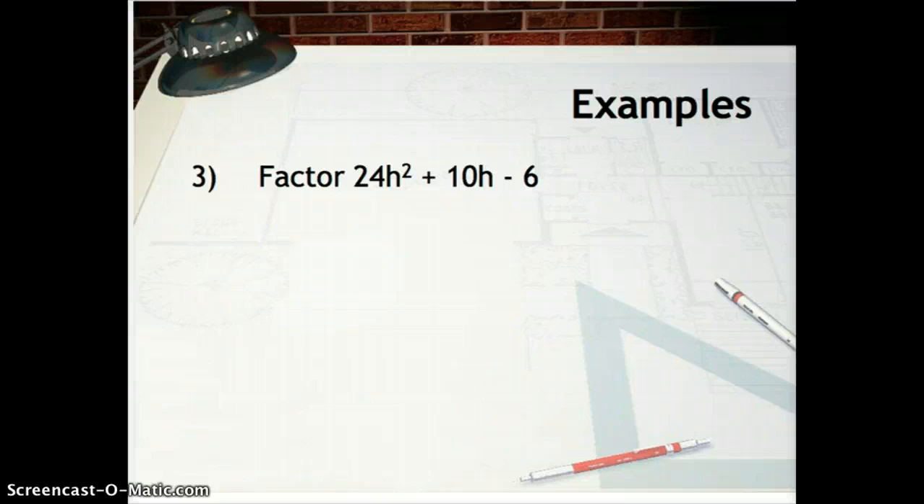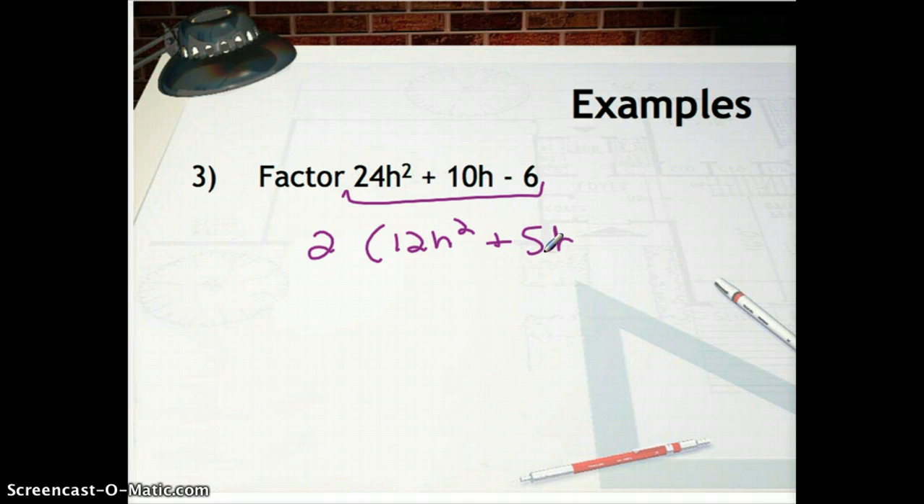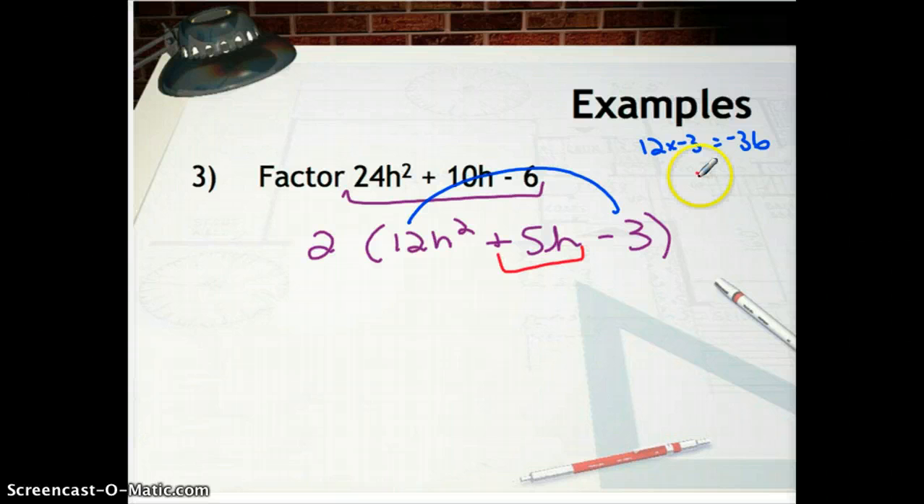Okay, so right here we're going to factor 24h squared plus 10h minus 6. This does have a GCF. 2 goes into all of that. So I have 2 times 12h squared plus 5h minus 3. So what I'm looking for here is a product AC. So I'm going to multiply 12 times negative 3. There I get negative 36. And what I'm trying to do is find two numbers that multiply to give me negative 36, and I want them to add up to 5. So they should multiply to negative 36 and add up to 5. If I think of those, I know 9 plus negative 4 adds up to 5.